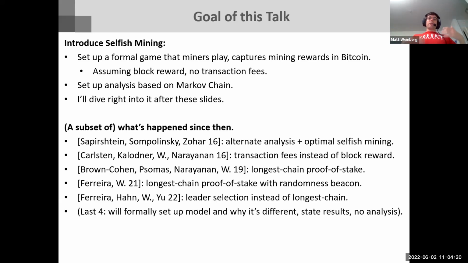But then since then, one of the things that I've been involved in is, we asked, what if you took Bitcoin, but instead of having the block reward, you had transaction fees? How does that change the strategic behavior? It turns out it changes it a lot. And what if instead of a proof of work-based longest chain protocol, you have a proof of stake-based longest chain protocol? It turns out that changes it a lot too. If I have time, I have quick slides where I say, here's the change in the model, here's the new result, and there are no proofs or analysis for that. So if I have time at the end, I'll try and give a taste of those.